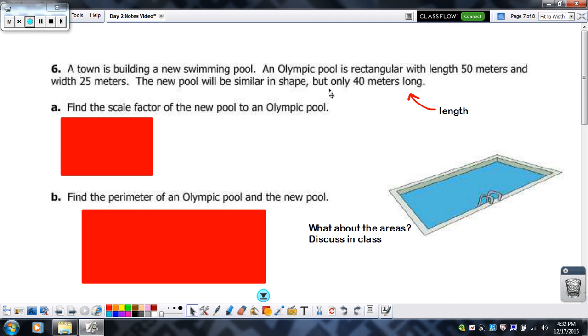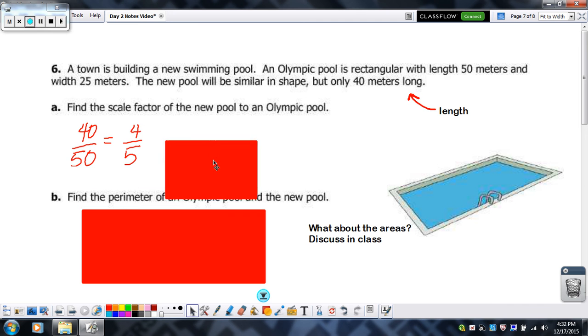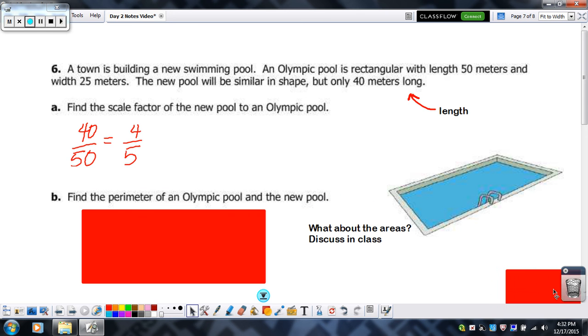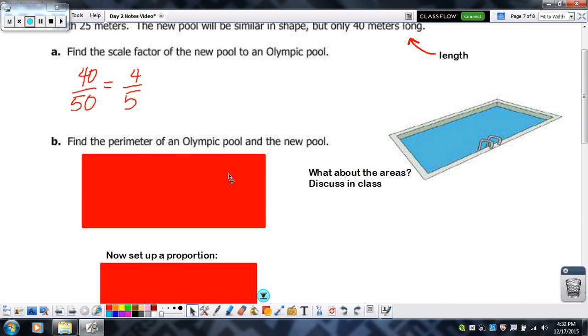The only length they gave me of the new pool is the 40 meters, so I know I'll have to compare the length of my new pool to the length of the Olympic pool. I'm going to use that to make my scale factor. I'm putting the new pool on top and the Olympic pool on bottom. So we've got 40 divided by 50, which equals 4 over 5. Now I want to find the perimeter of the Olympic pool and the new pool. Remember that the ratio of the perimeters is the same as the ratio of the sides, so we'll be using this 4 over 5 to help me with part B.